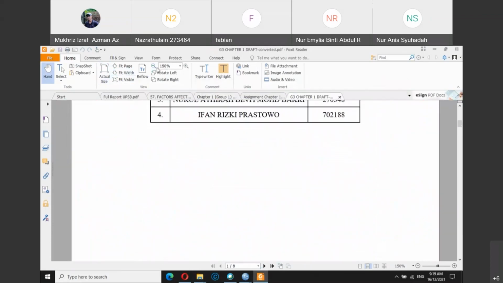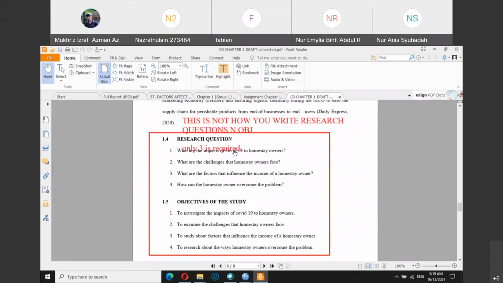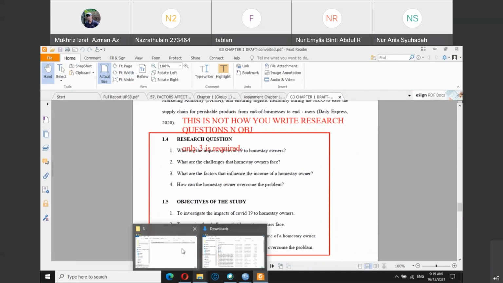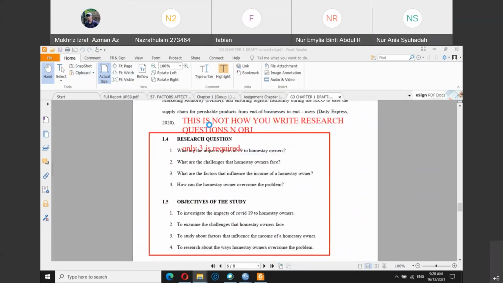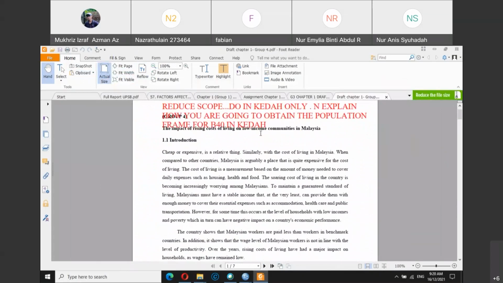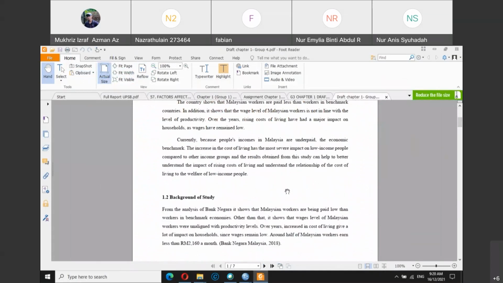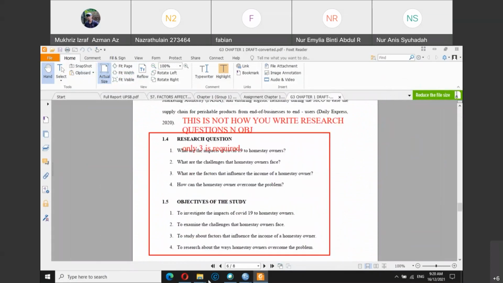For example, for group number 3, I want you to change this. This is not the way to write research questions. For group 4, I think you are changing this one too. You're not going to do the topic on homestay, right? Okay, so let me go back to this.